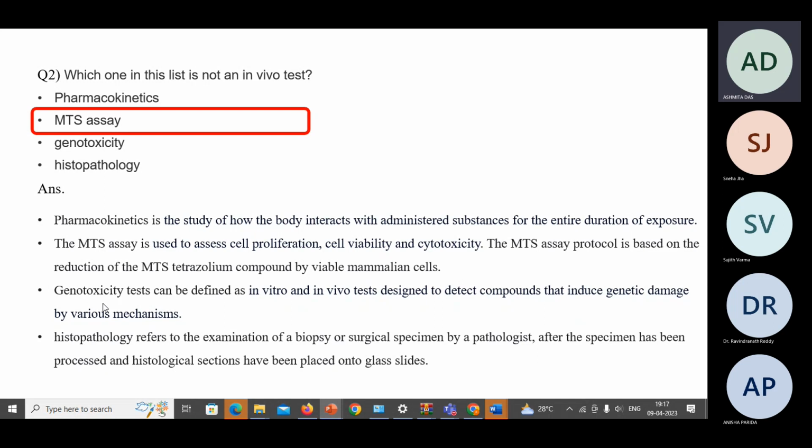Whereas genotoxicity tests combine both in vitro and in vivo tests, and are used to detect compounds that induce genetic damage by various mechanisms. The last one is histopathology. It is the examination of a biopsy or surgical specimen by a pathologist after the specimen has been processed and the histological section has been placed onto a glass slide. So among these three, only the MTS assay is not an in vivo test. So the correct answer is the MTS assay.